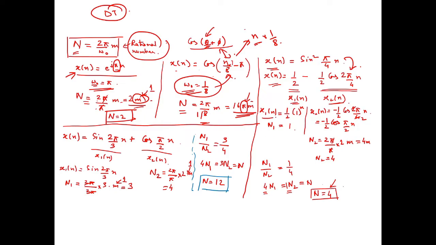So x1[n] equals half of 1 to the power n, and N1 is given by 1. This is a constant, and N1 is given by 1 because it is just 1 which is getting repeated. So it is a rational number. On the other hand, x2[n] is given by minus half cos of 2 pi by 4 n. So it gets cancelled out to pi by 2 n, so minus half cos of pi by 2 n.